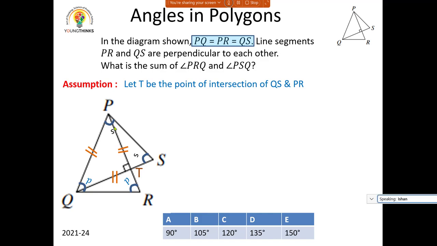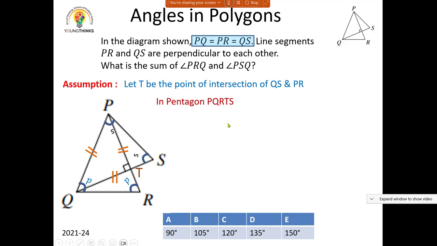Now, how many of you can see a pentagon here? What is a pentagon? A polygon with 5 sides. Now, what are the vertices of the pentagon in this figure? So the pentagon is PQRTS. You start from first, second, third, fourth, and fifth. There are 5 vertices.